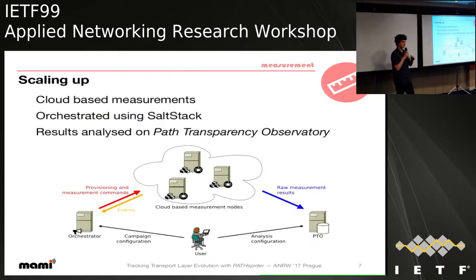Then we've combined this into a cloud-based measurement system that has two always-up nodes. It has an orchestrator, which runs SaltStack, which is an open source and pretty awesome cloud provisioning system, and then a PTO, or a Path Transparency Observatory. So if you want to run your measurement, you SSH into the orchestrator, you set up your measurement campaign, and then the orchestrator will periodically spawn a bunch of measurement cloud nodes, run the measurements, and these measurements will then upload the raw data into the PTO.